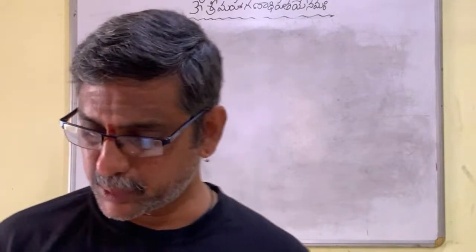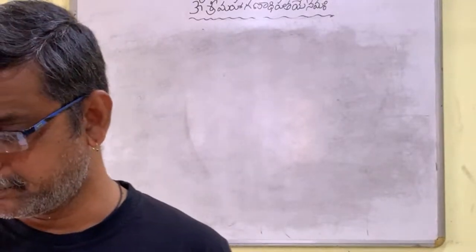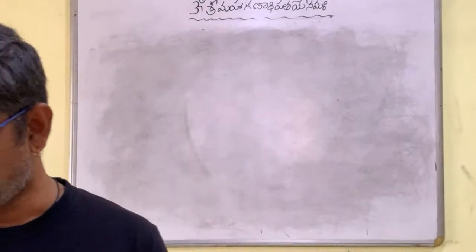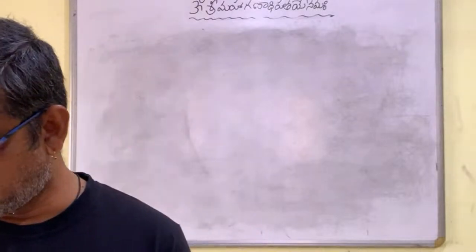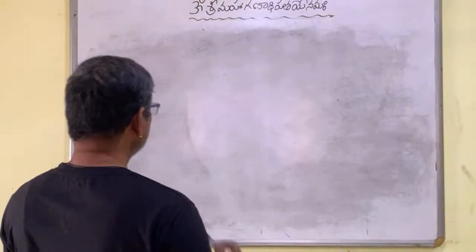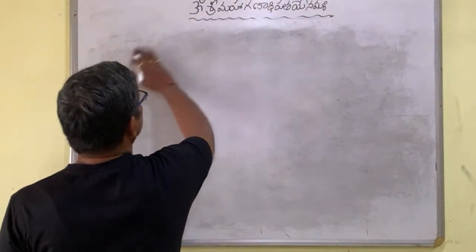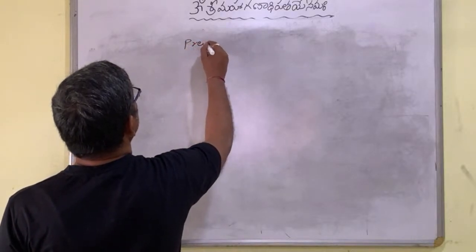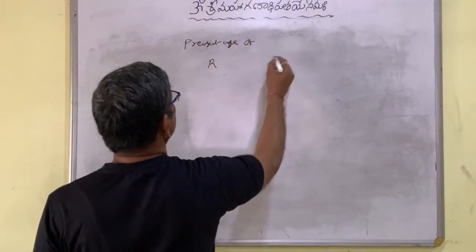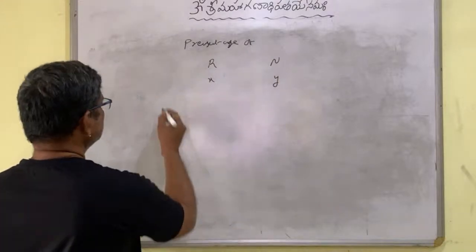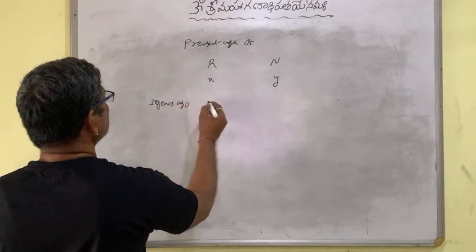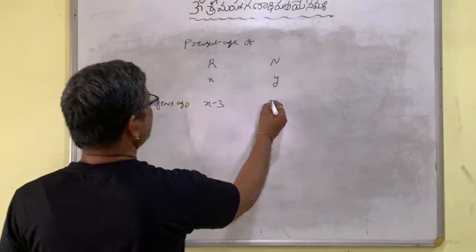Three years ago, Rashmi was thrice as old as Nazma. 10 years later, Rashmi will be twice as old as Nazma. How old are Rashmi and Nazma? So let the present age of Rashmi, Nazma be X years, Y years. So 3 years ago, Rashmi was X minus 3, Nazma Y minus 3.